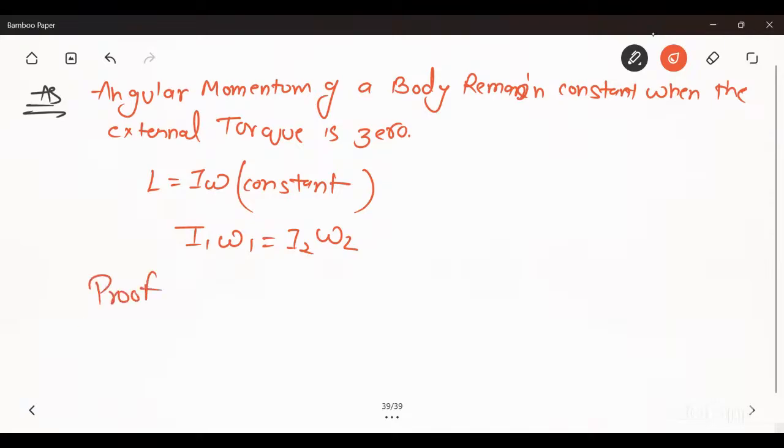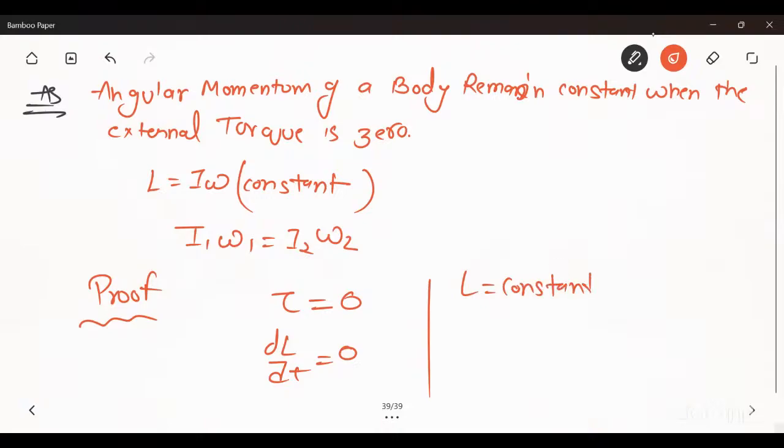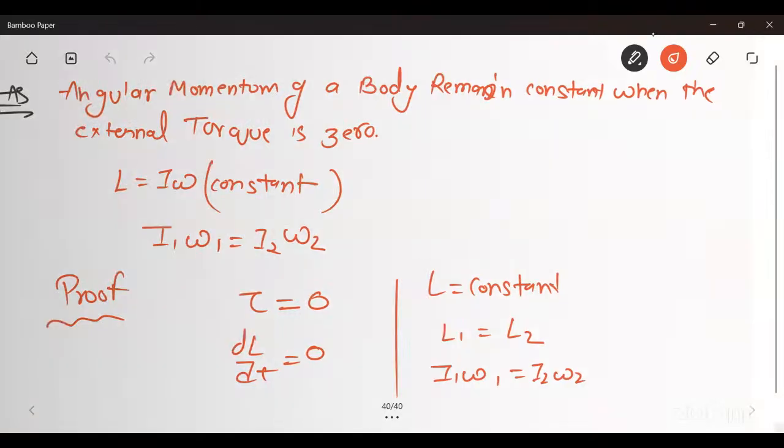Now its proof. I have discussed earlier that in the absence of any external force, torque is equal to zero. So dL by dt equals zero, which means L equals constant. L equal to constant means L1 equals L2. That means the angular momentum at initial equals the angular momentum at final. So I1 omega 1 equals I2 omega 2. So that was the proof of it.